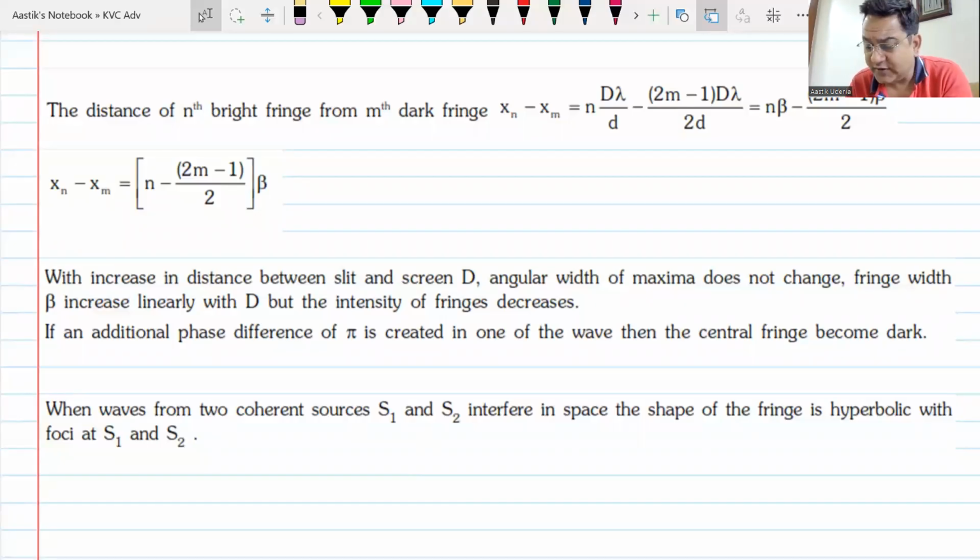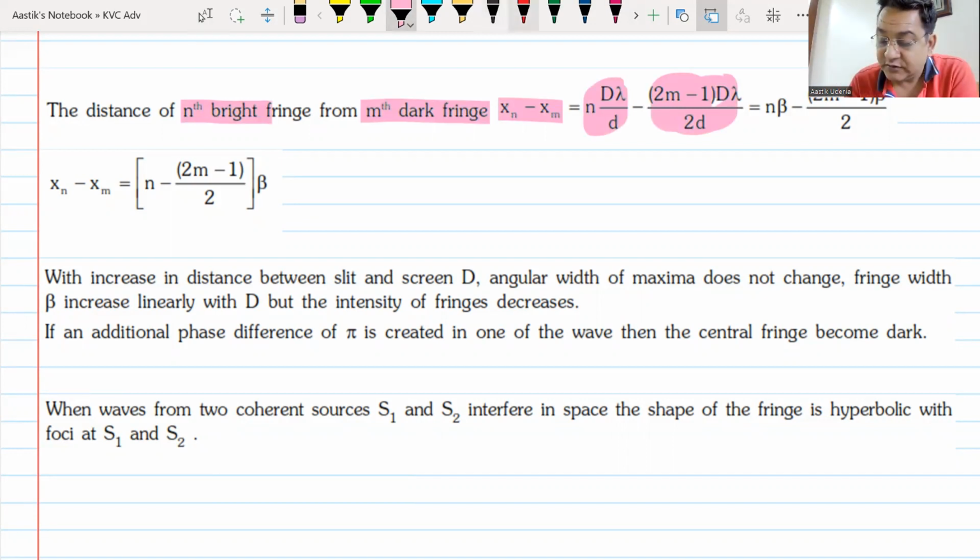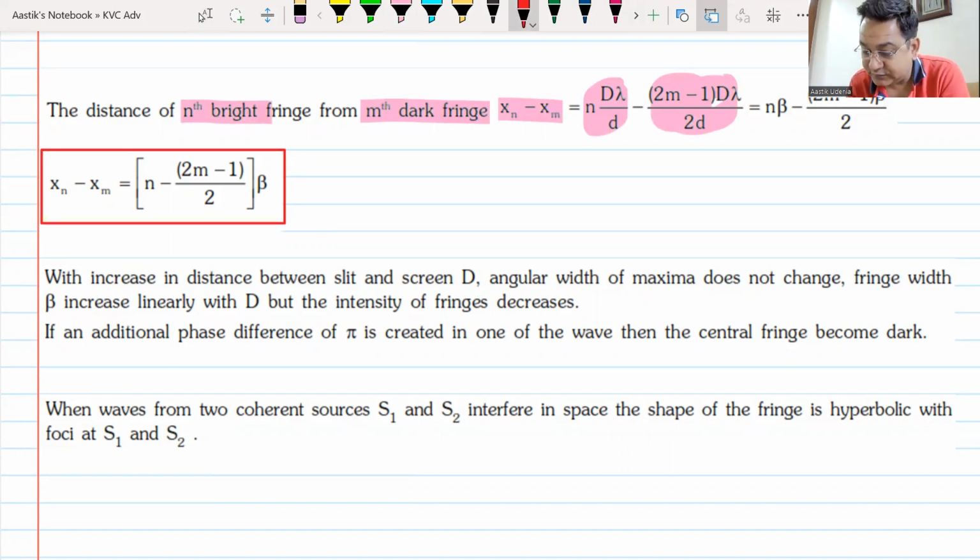These are some of the points that you can note down. The distance of the nth bright fringe from the mth dark fringe. So you just subtract xn minus xm. Xn is the position of the nth bright fringe, and xm is the position of the mth dark fringe. If you calculate this, you will get this result. Here we have assumed that n is greater than m, so probably the bright fringe is farther away and the dark fringe is on this side. If it is reverse, you just subtract xm minus xn. Do we understand this?